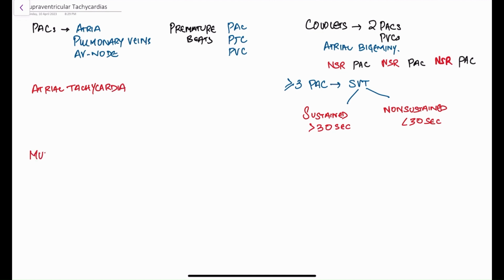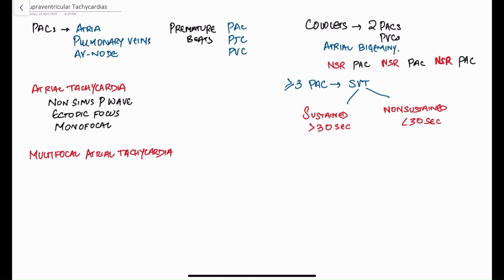So we first talk about atrial tachycardia and multifocal atrial tachycardia because these are quite common. An atrial tachycardia comes from the atria but not from the sinoatrial node. It is from an ectopic focus. It is usually monofocal in origin, and it has a P wave morphology that is not quite similar to that of a normal sinus P wave.